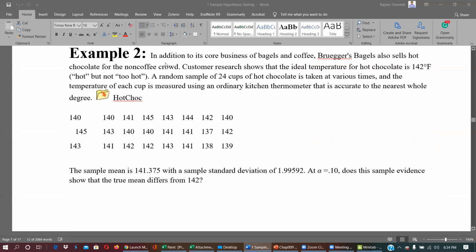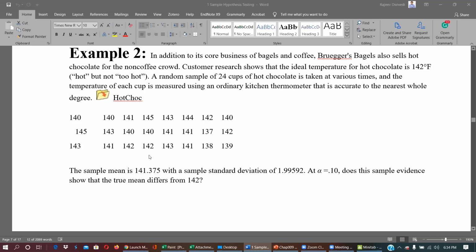In addition to its core business of bagels and coffee, the shop also sells hot chocolate for the non-coffee crowd. Customer research shows that the ideal temperature for hot chocolate is 142 degrees Fahrenheit. A random sample of 24 cups of hot chocolate is taken at various times, and the temperature of each cup is measured, accurate to the nearest whole degree.